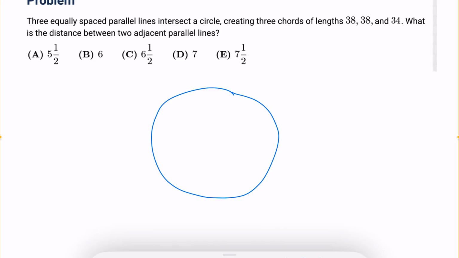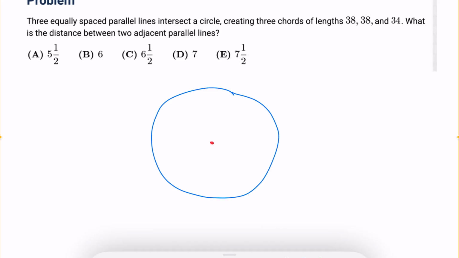So a chord is basically just a straight line across the circle. And so for a chord, the length of a chord depends on how far it is from the center. So if this is the center of the circle, the chord that passes through the center would be the longest, obviously, because that's the diameter. And then as chords move away from the center, they get shorter.